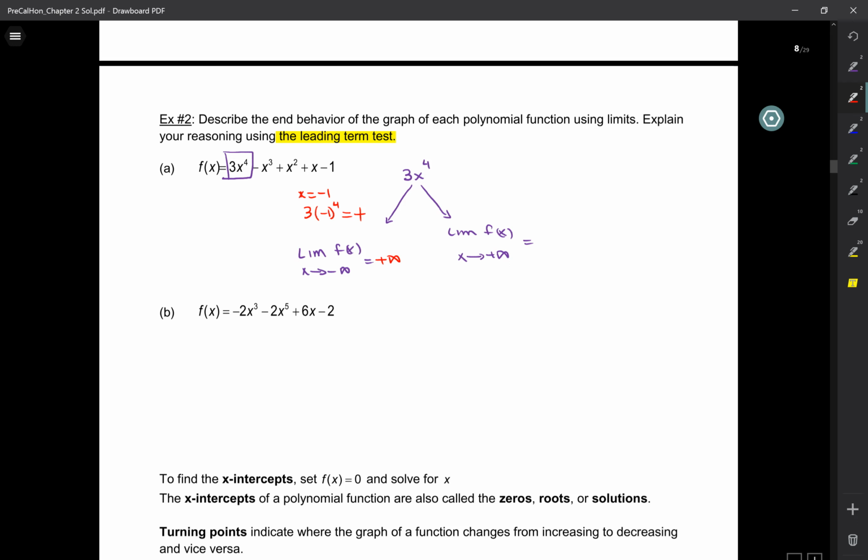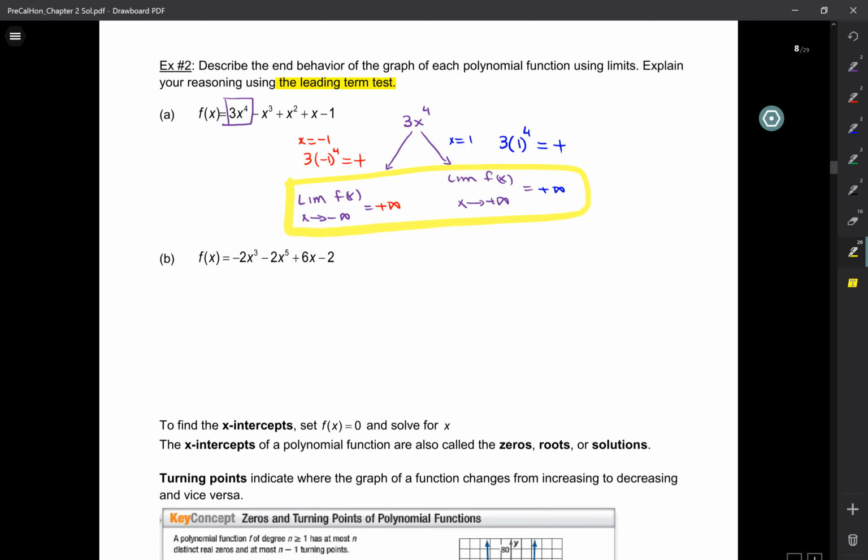Well, what about the limit as x approaches positive infinity? I think of a positive number, like x equal to +1. I plug it in. 3 times +1 to the 4. The result is going to be positive. So this is positive infinity. And there you have it. That is my end behavior.